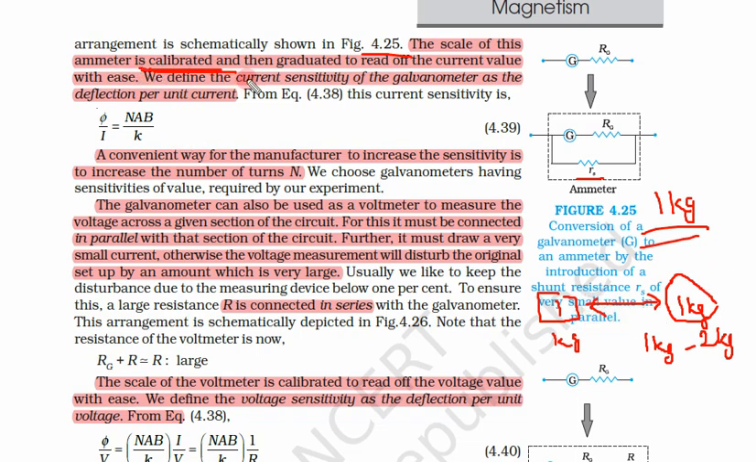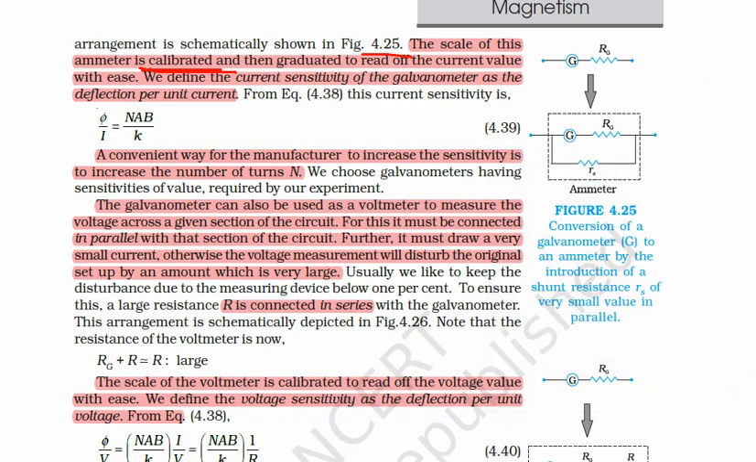is called calibration. So in the same way we have calibrated this weight, we can compare with some standard ammeter to calibrate this thing. The scale of this ammeter is calibrated and then graduated. So calibration, you understand, is comparing with some standard.